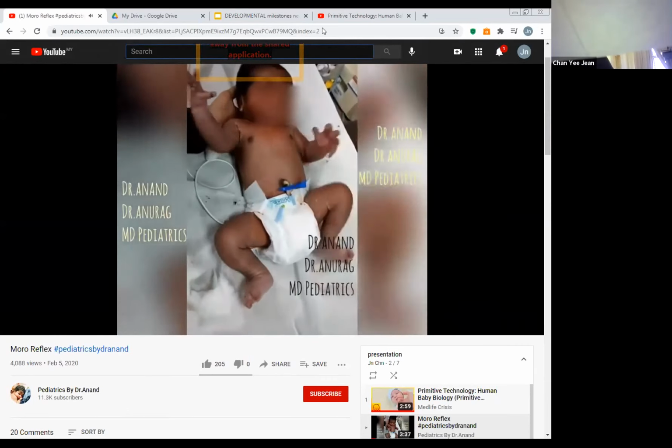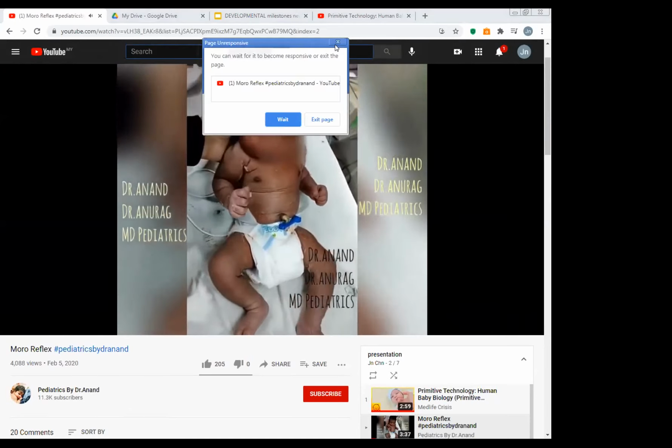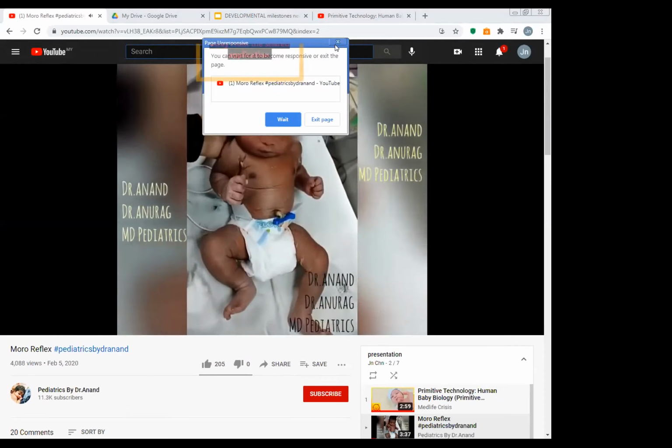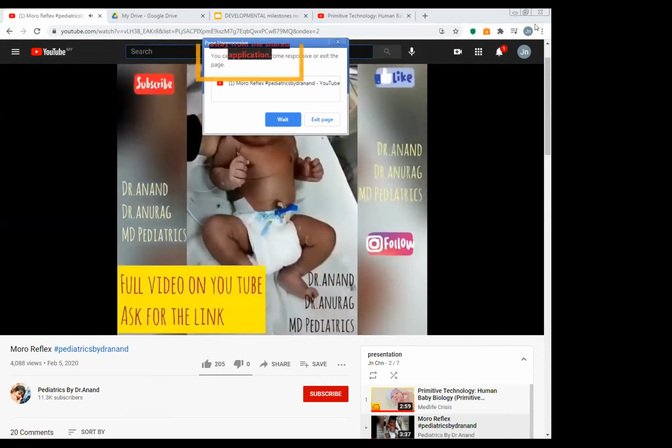There is a symmetric, very important, symmetric abduction and extension of the upper limbs, with opening of the hands. Can you see the opening of the hands? Yes or no? Yes, this one, this one. Can you see that? I'll repeat again.